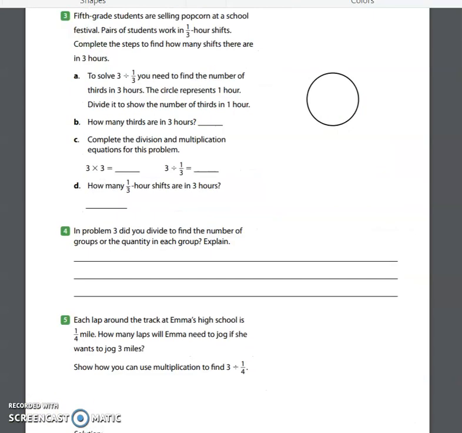Our next page has a question that says 5th grade students are selling popcorn at a school festival. Pairs of students work in third hour shifts. It says complete the steps to find how many shifts there are in 3 hours. So first, for A, it says to solve 3 divided by 1/3, you need to find the number of thirds in 3 hours. The circle represents 1 hour. All right, so it says divide it to show the number of thirds in 1 hour. So if this is representing only 1 hour, I already know that I need 3 of these. But first it's asking me to divide it into thirds.